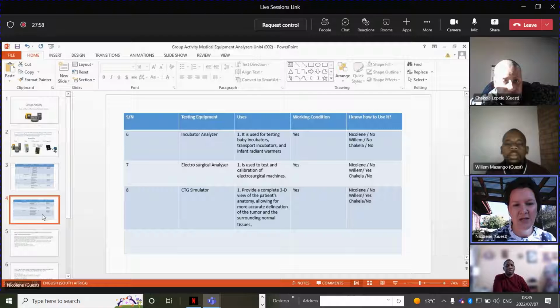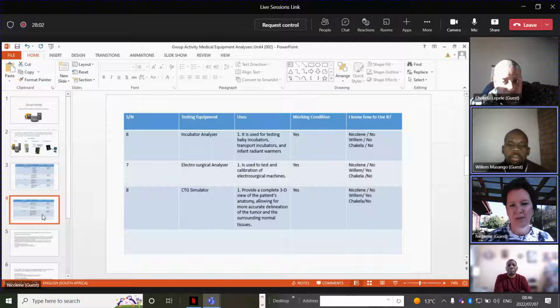Then we have our electrosurgical analyzers. It's used to test and calibrate electrosurgical machines. That's now your diathermy machines that we use a lot in theatre. But yes, it's in working condition. Willem does have one. I unfortunately don't have one. I would like to learn a lot about it. And Chakela also doesn't have one.